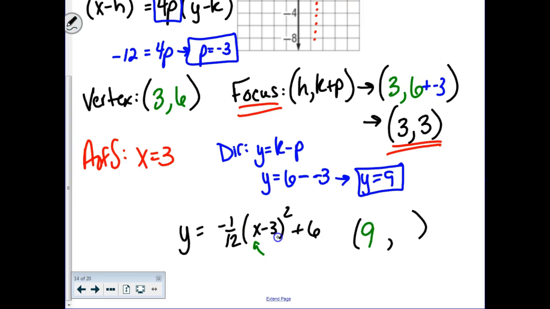Alrighty. 9 minus 3 is 6. 6 squared is 36. Negative 1/12 times 36 is negative 3. Negative 3 plus 6 is 3. Do we get it? Okay, cool.